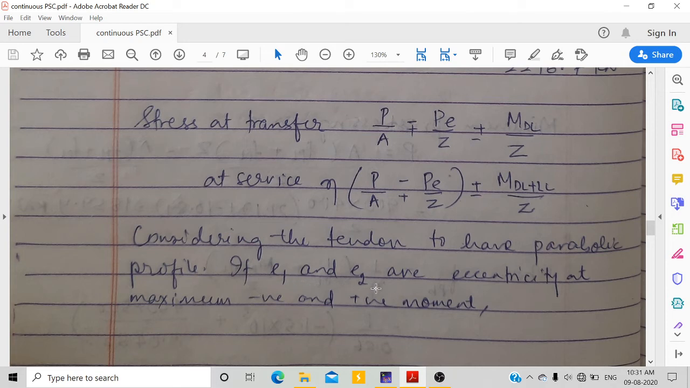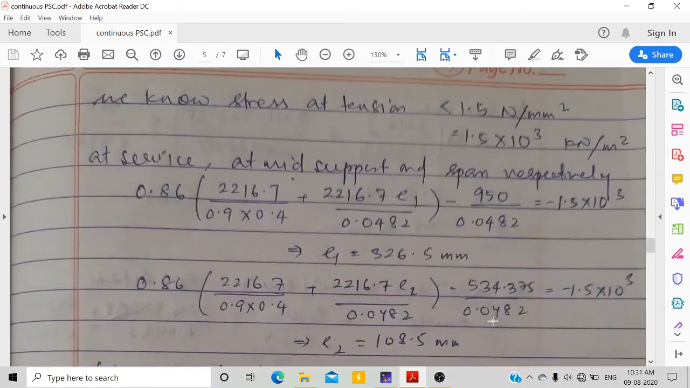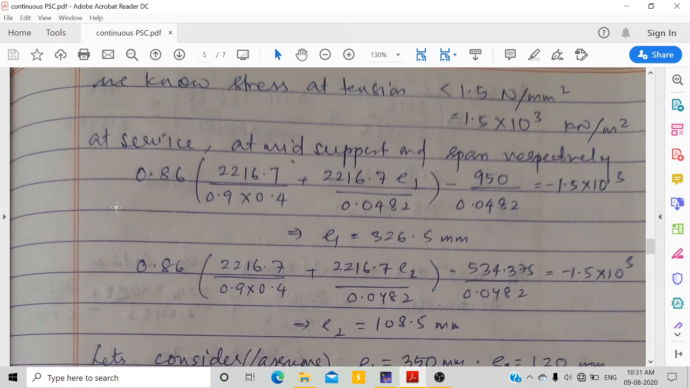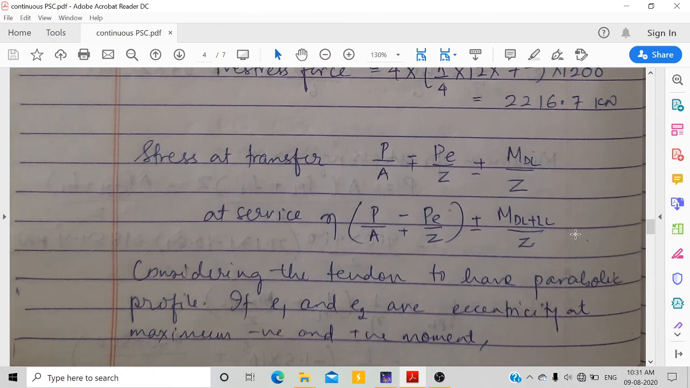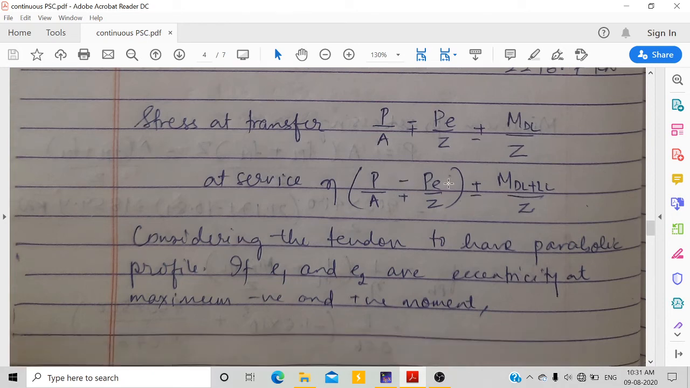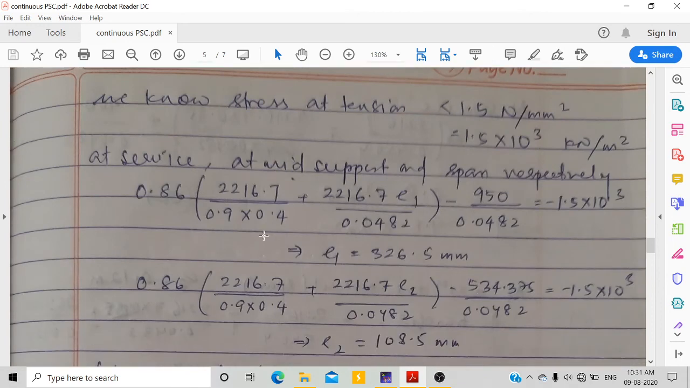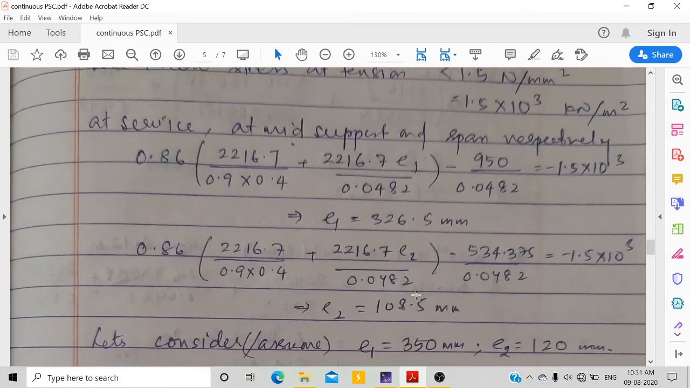So if E1 and E2 are the eccentricity at maximum negative and positive moment, we know that the stress at tension should be less than 1.5 Newton per m square. So the value should not reach 1.5 Newton per m square, right? So I'm going to use this formula at service. I'm going to limit it to 1.5, because everything is known, only E is unknown. So I'm going to calculate the eccentricity that is required so that the stress should not exceed 1.5 Newton per m square. Okay, so at mid support and at mid span, both I am calculating.